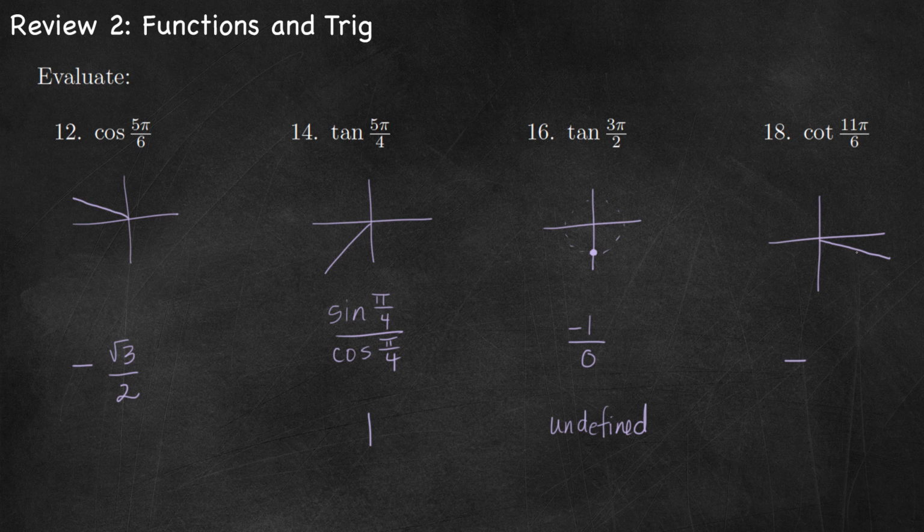And cotangent is cosine over sine. So cosine of pi over 6 divided by sine of pi over 6. Cosine of pi over 6 is root 3 over 2. Sine of pi over 6 is 1/2. Then you can flip and multiply. We're just going to be left with negative root 3.